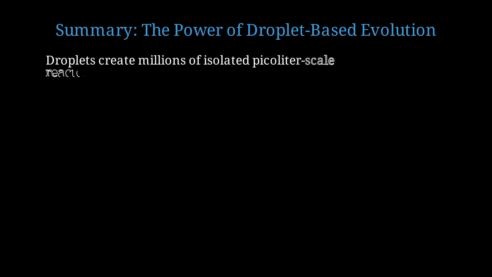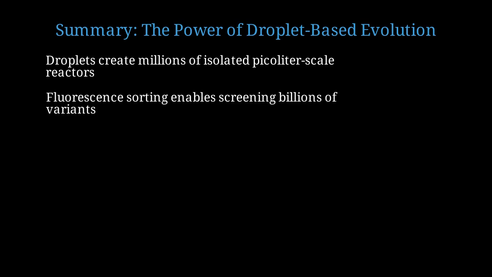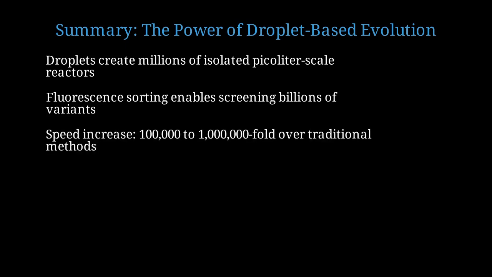Let me summarize the key concepts we've covered in this comprehensive lesson. Droplet microfluidics creates millions of isolated picoliter-scale reactors, each serving as an independent experiment. Fluorescence-activated sorting enables screening of billions of variants at rates up to 10,000 per second. This represents a 100,000 to 1 million-fold speed increase over traditional microtiter plate methods.